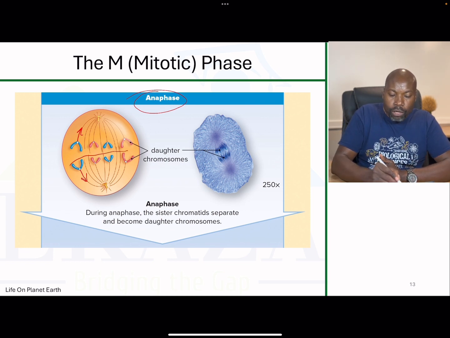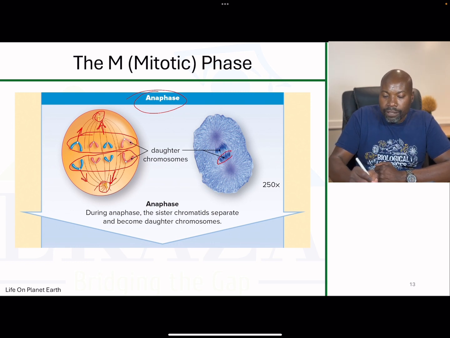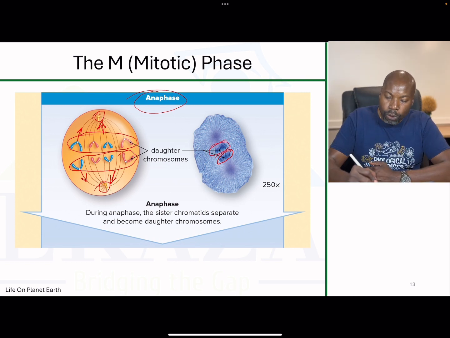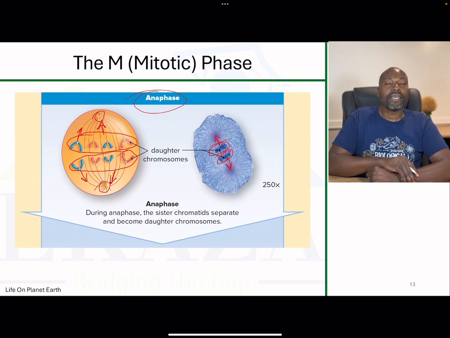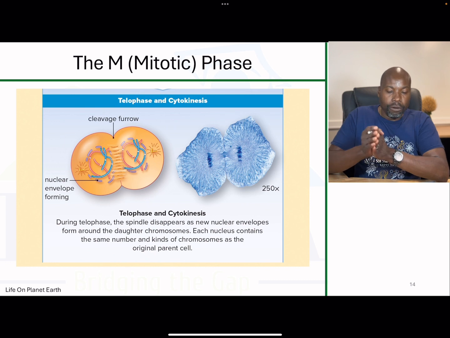So you see a group is moving down. Another group right here is moving up. And notice, toward the centrioles, right? So here is a micrograph where we can see the chromosomes parting ways, right? Moving toward opposite directions. Here, this is anaphase.